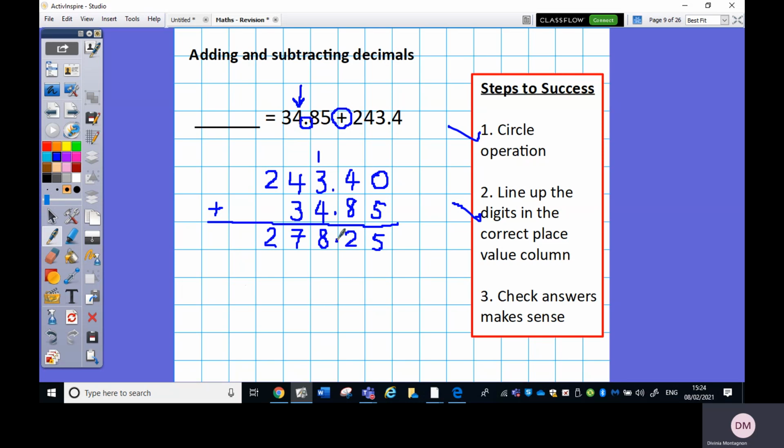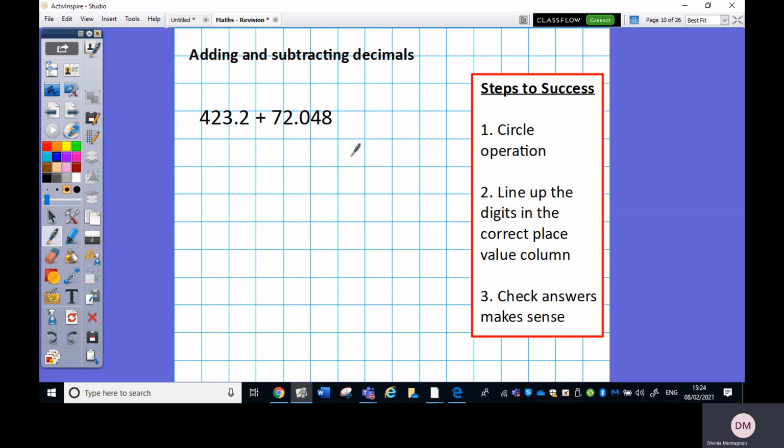So you need to remember your decimal. Good job. Okay, let's do this one. Can you read out the first step to success? Good, it's plus. Okay, now I need to line up the digits in the correct place value column. So again, I'm going to start with my largest number, although when I'm adding, it doesn't really matter. We're doing this because we are starting good habits.